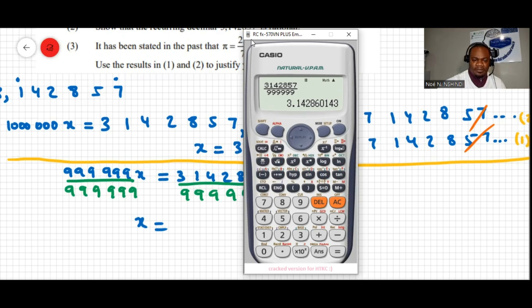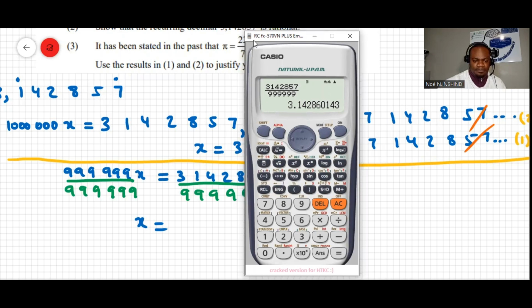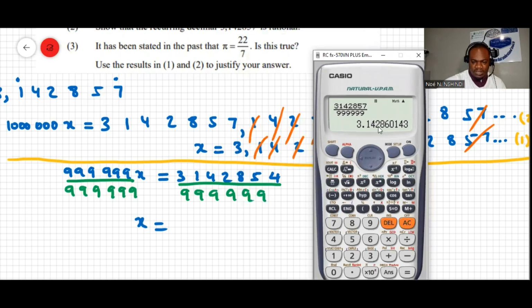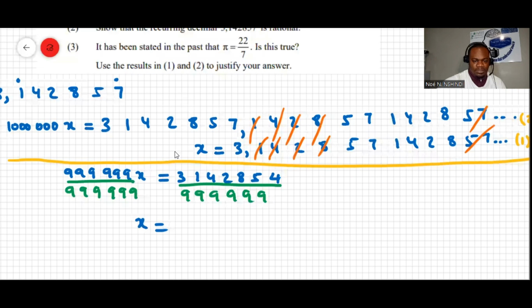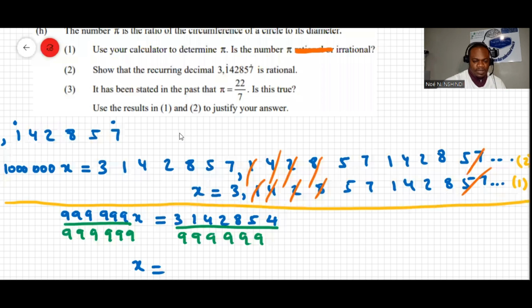Let me double check. Did I miss? Because it's not really that. Let's see. 7 minus 3 is 4, and then 5, 8, 2, 4, 1. And then 3. Yes. 1, 2, 3, 4, 5, 6. Is that all the digits? 1, 4, 2, 8, 5, 7. Yes.